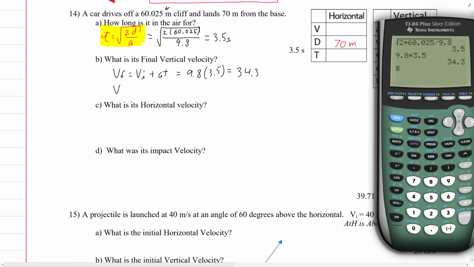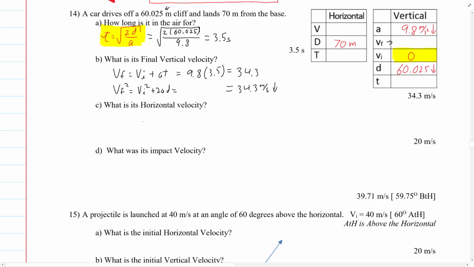But if we wanted to do it the other way, without using the time we just did, it'd be the square root of VI squared plus 2AD. And that would be the square root of 2 times A times D. So the square root of 2 times 9.8 times the height of 60.025. Well, same number. 34.3 meters per second down.